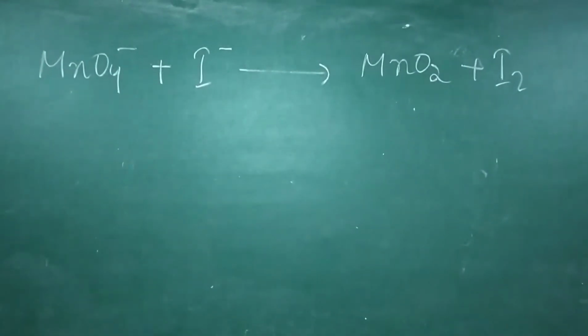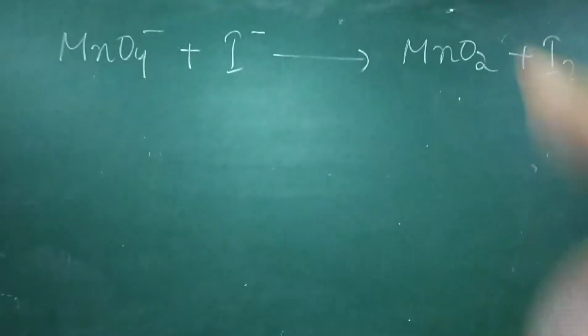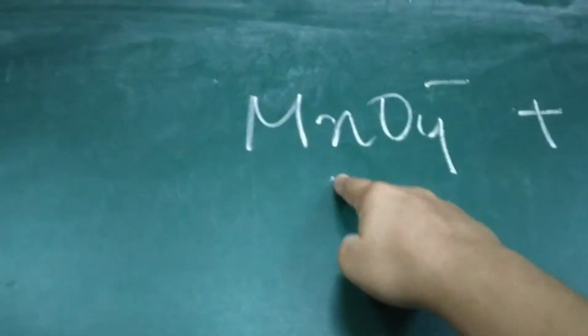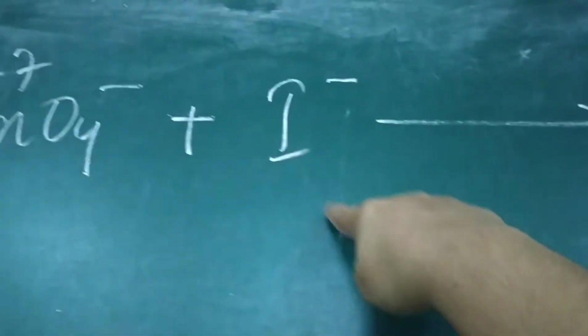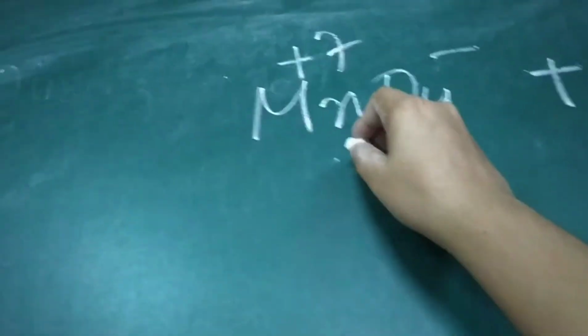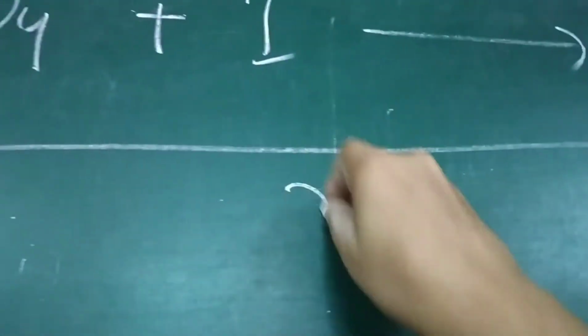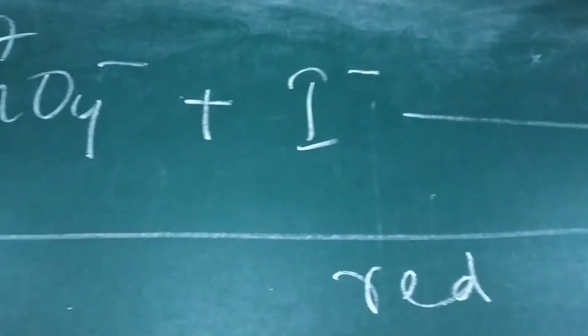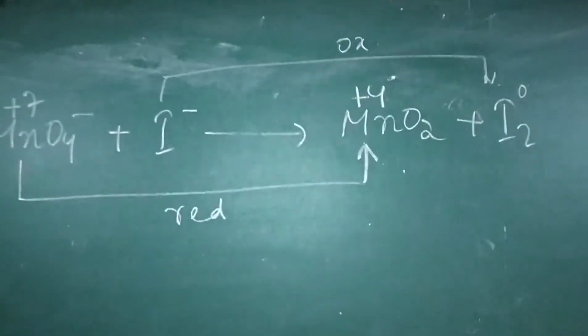So for doing this, we have to first demarcate the oxidation half and the reduction half in this reaction. So manganese here is in +7 oxidation state and manganese here is in +4 oxidation state. I minus is in -1 and here iodine is in 0 oxidation state. So as we can see that manganese is going from +7 to +4. So this is the reduction half and here this is the oxidation half. Iodine is going from -1 to 0.